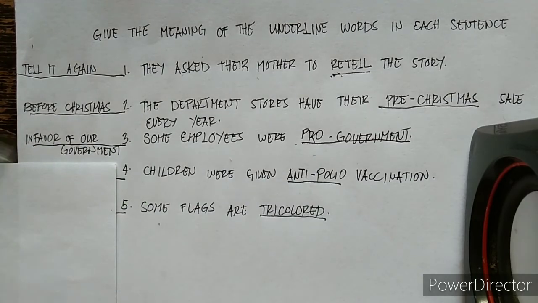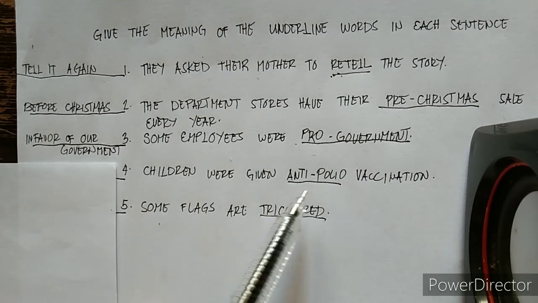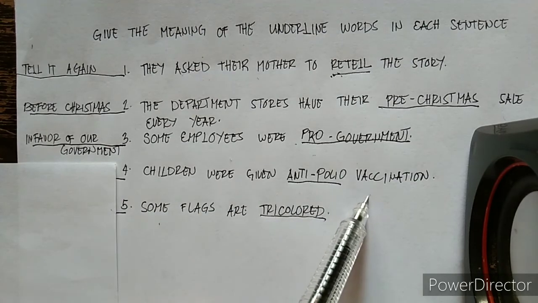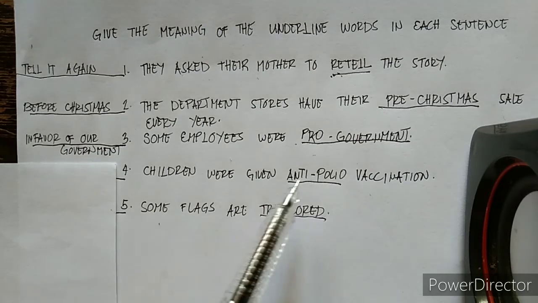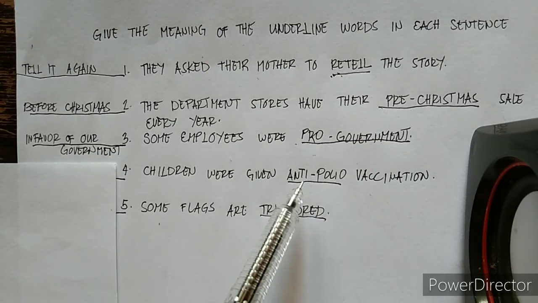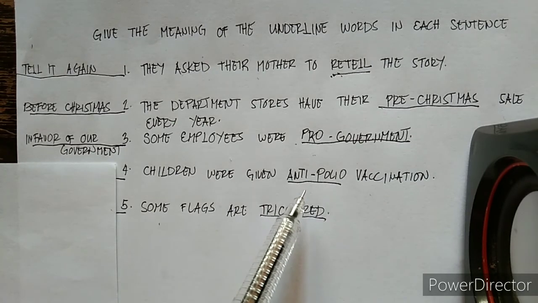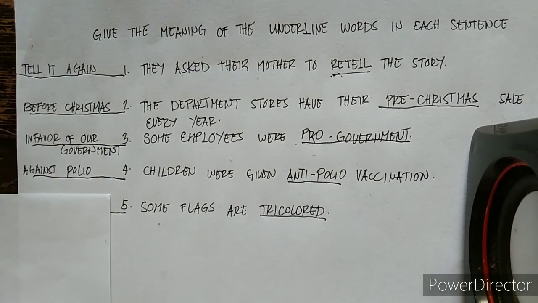Number 4. Children were given anti-polio vaccination. The underlined word is anti-polio. From the word anti, that means against. So the answer is against polio.